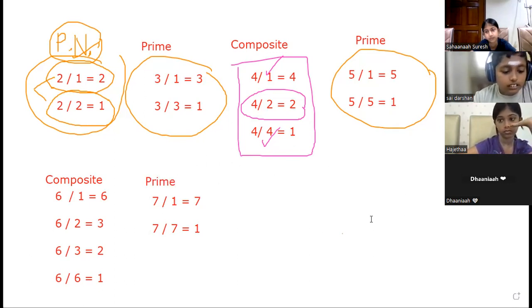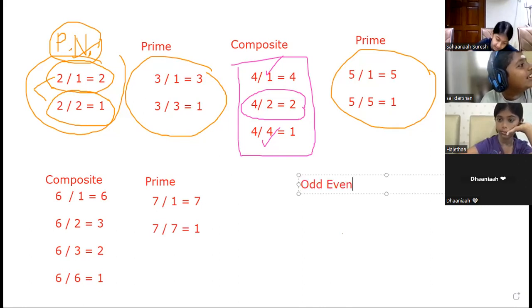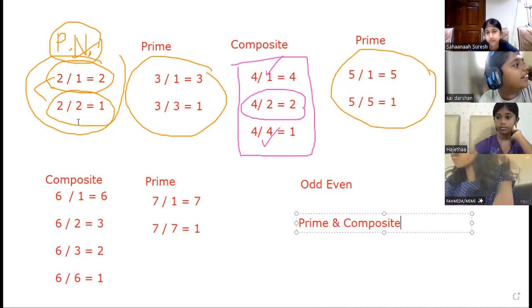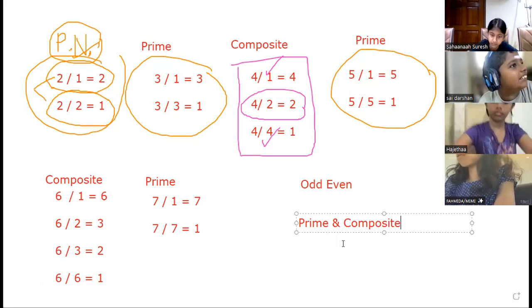Okay, there are 2 types of numbers. Sometimes in standard 4, you learn odd and even numbers. Do you remember that? Odd and even? Okay, so today, we are going to learn what is prime and composite. To understand prime and composite, you need to see the way the number divides.